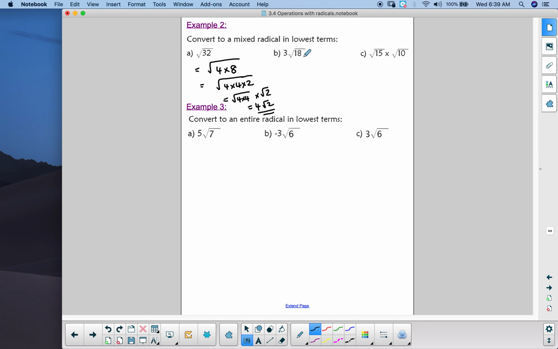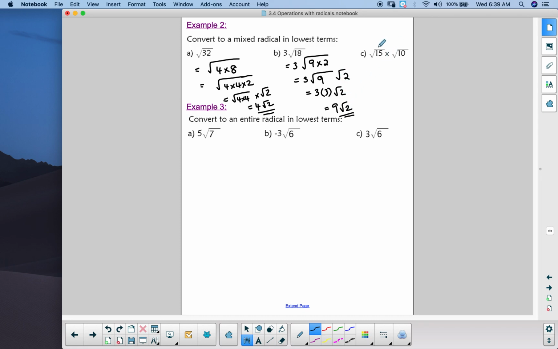Okay. Here you have 3 times square root of 18. So 3 times, so let's rewrite 18 as 9 times 2. So that's 3 times square root of 9 times square root of 2. So it's 3 times 3 root 2. So that's 9 root 2. And that's the mixed radical in its lowest terms.